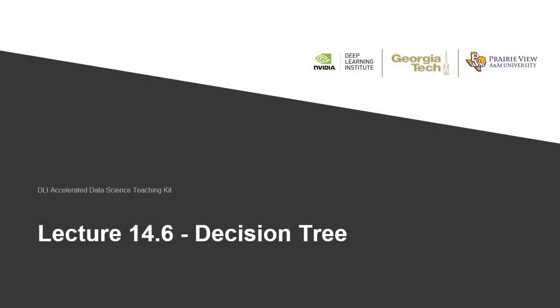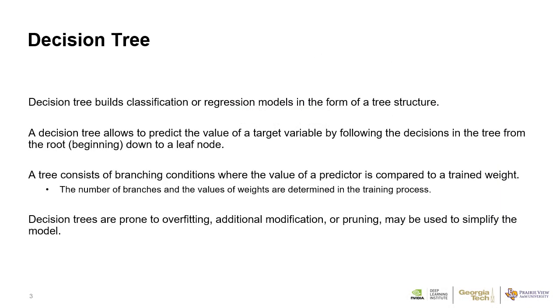Decision tree. This section is to introduce a tree model, decision tree. Decision tree is a tree model for classification or regression since it is in the form of a tree structure. After training the model, it allows us to predict the value of a target variable by following the decisions in the tree from the roots down to the leaf node.